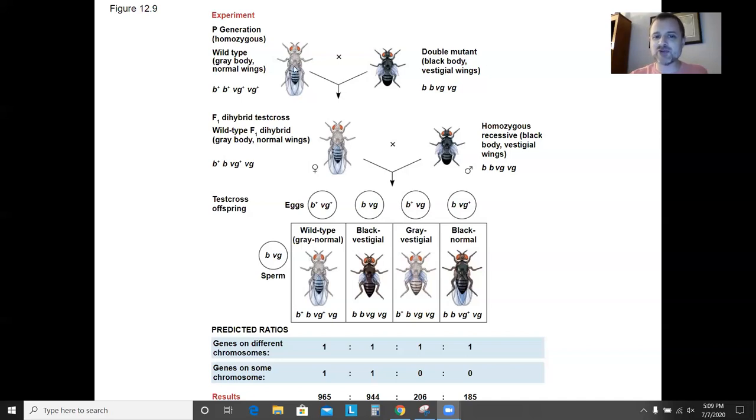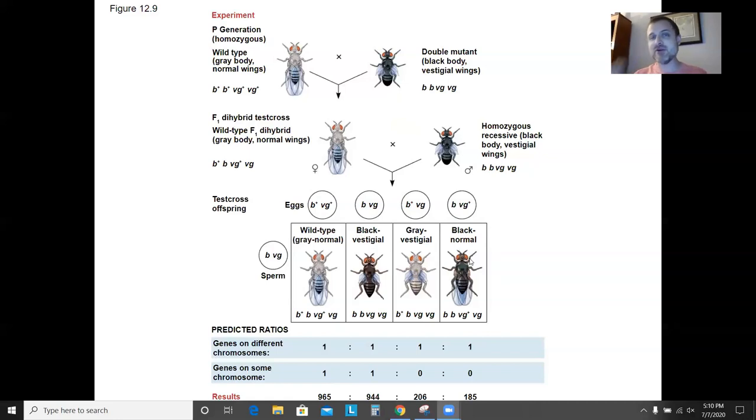One of the parents was gray and normal, right? This offspring is gray and normal. That's called a parental type. The original parent was black and vestigial. This fly is black and vestigial. This is called a parental type because it's like what the original parents were. This fly is gray and vestigial. There weren't gray vestigial flies. This is a new combination of the genes, as is black and normal. These two are called recombinant types because they're not like the parents. Here you've reshuffled the genes. So parental type, parental type, recombinant type, recombinant type.